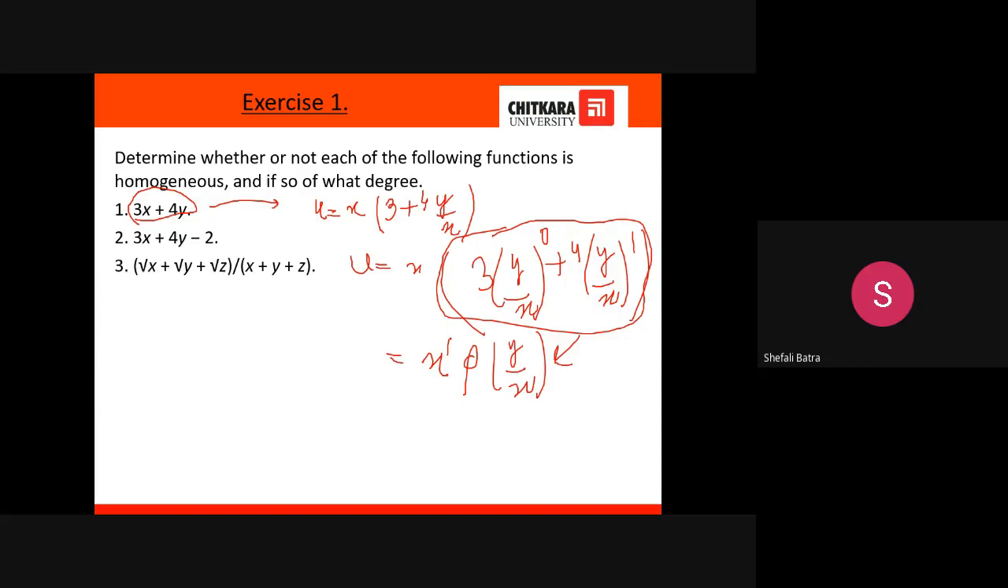Now go for the second question. Check whether it is homogeneous or not. If yes, then what is the degree?